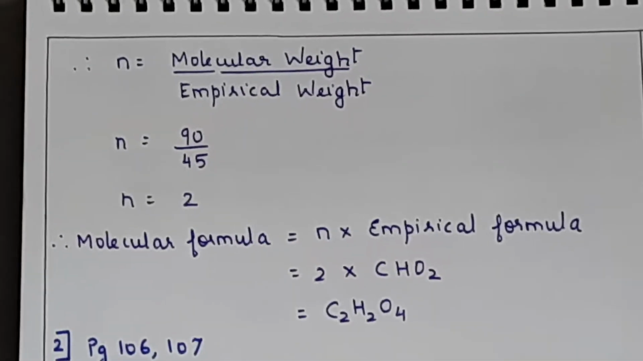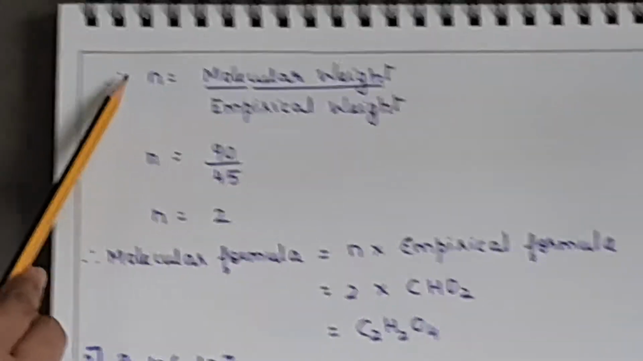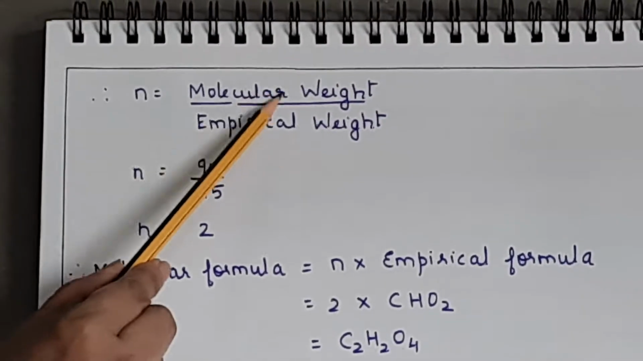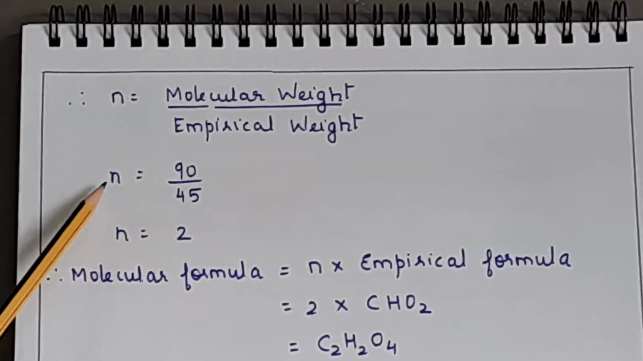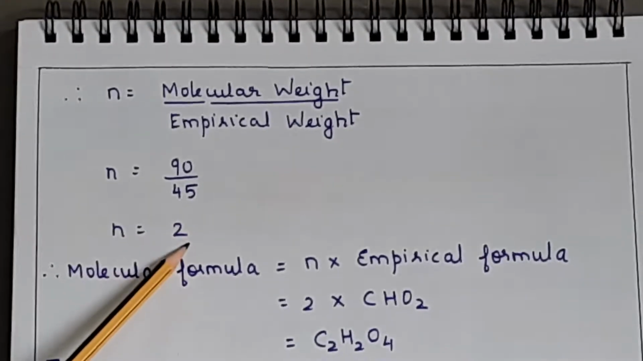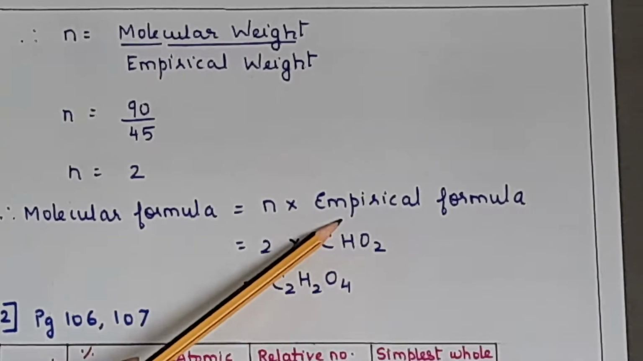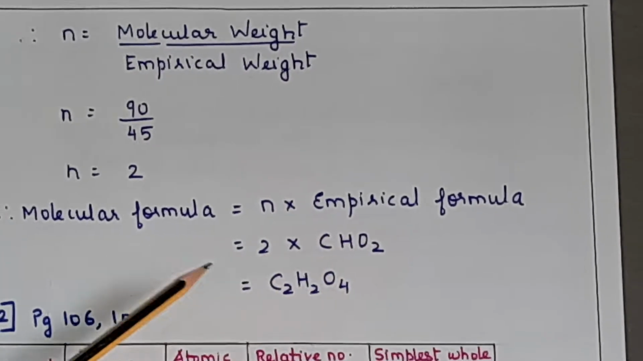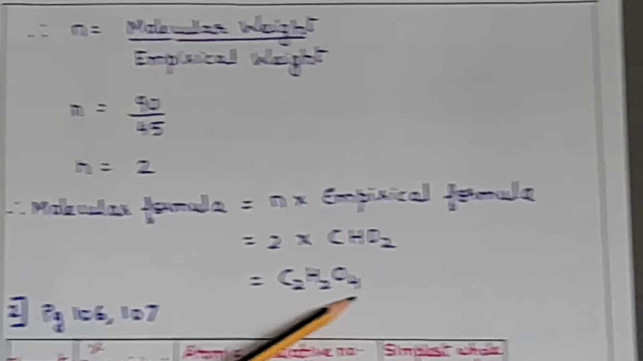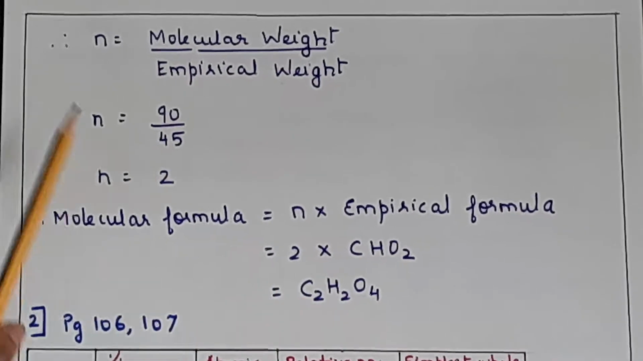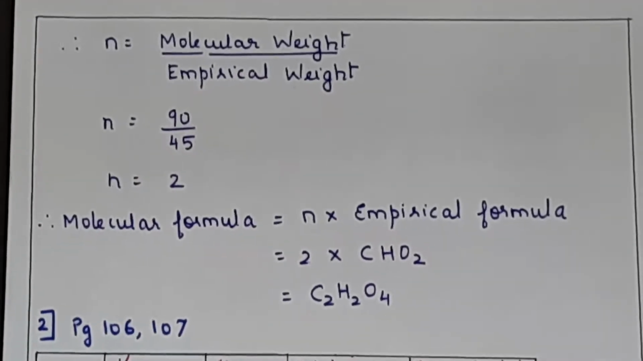Okay, so we've got the empirical weight. Now you substitute in the formula, n is equal to molecular weight upon empirical weight. So n is 90 by 45, which is equal to 2. So our molecular formula will be n into empirical formula. So 2 into CHO2, that is equal to C2H2O4. Okay, is it clear? So this is how you are supposed to solve the sum.